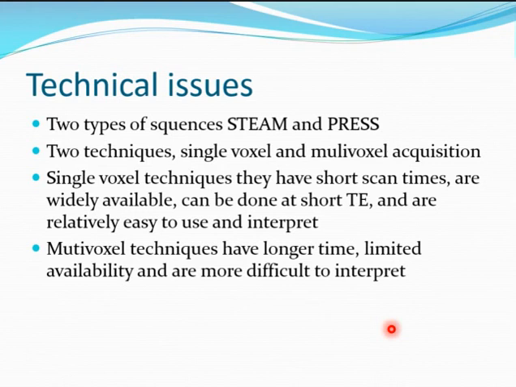Now, some technical issues. We have two types of sequences. The first one is called STEAM, and the second one is called PRESS. We have two techniques, single voxel and multivoxel. Single voxel means short scanning times.